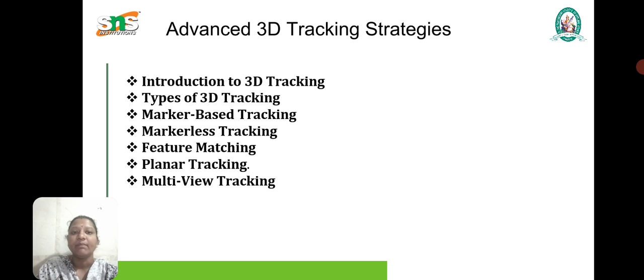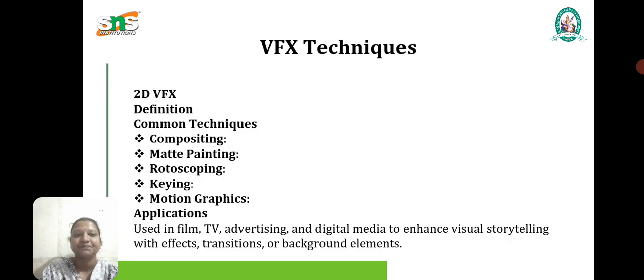The next is multi-view tracking. This type of tracking uses footage from more than one camera angle, combining all the views, so that with the help of the system we get a better and more accurate understanding of the scene. According to this, we can avoid the errors from a single camera.